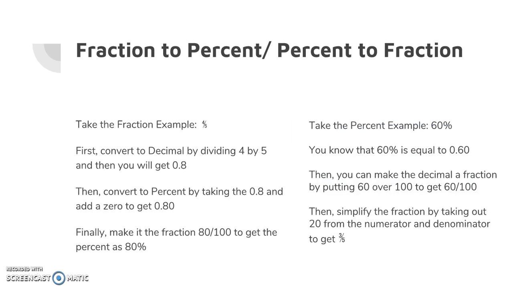Now fraction to percent or percent to fraction conversion. Take the fraction example 4/5. You'd first convert to a decimal by dividing 4 by 5, and then you will get 0.8. Then convert to percent by taking the 0.8 and adding a 0 to get 0.80. Finally, you can make it a fraction. Make the fraction 80 over 100 to get the percent 80%, since percent is just basically a number over 100.